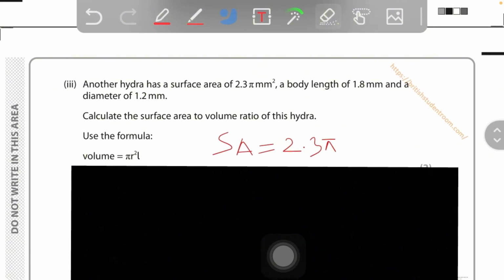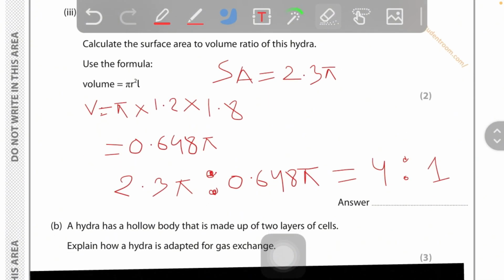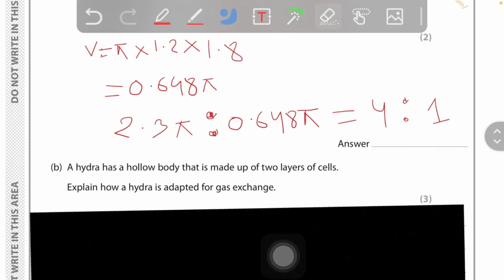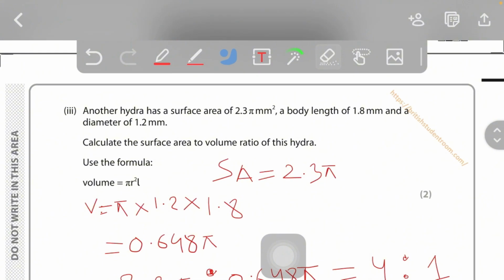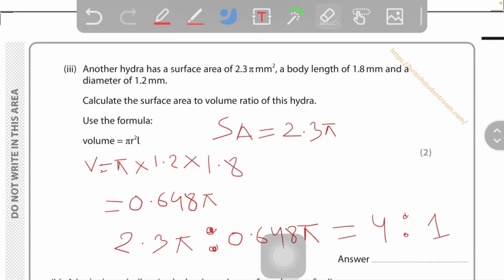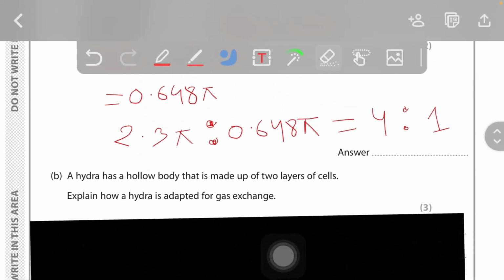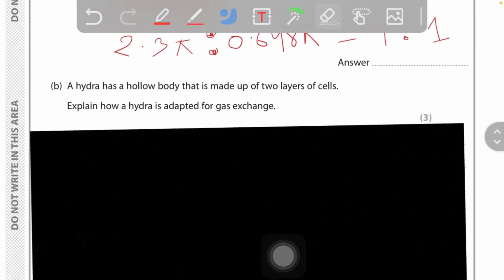This is the formula, and we know the surface area, it is 2.3. So we will figure out the surface area to volume ratio of the hydra. For the volume, it's pi, r is 0.5 squared, and the length is 1.8. Then we will just calculate the surface area to volume ratio of this hydra. As simple as that.